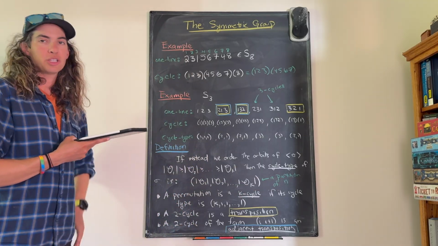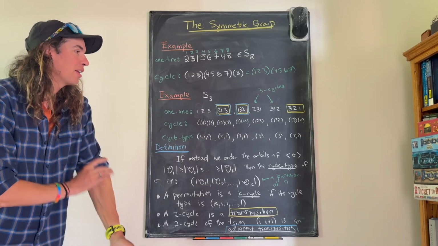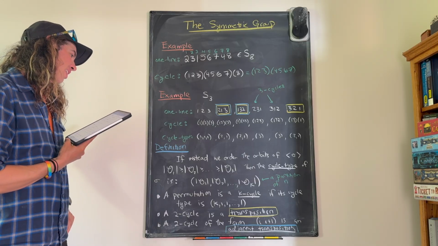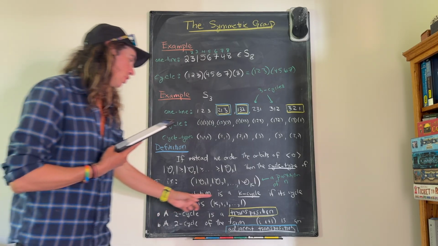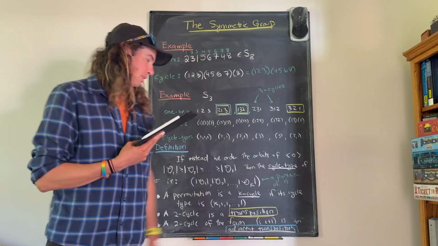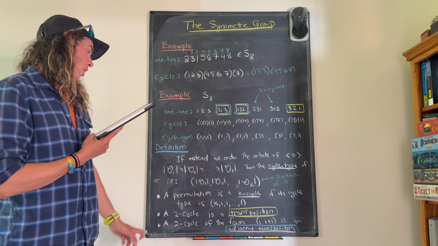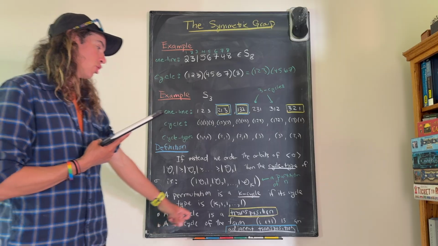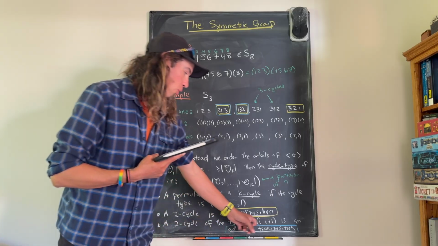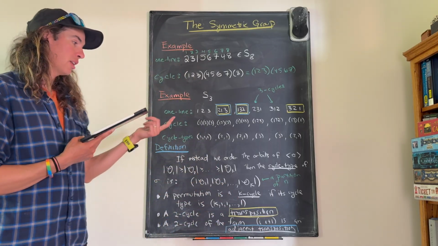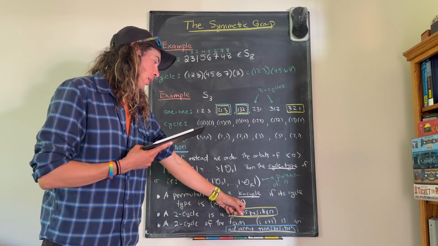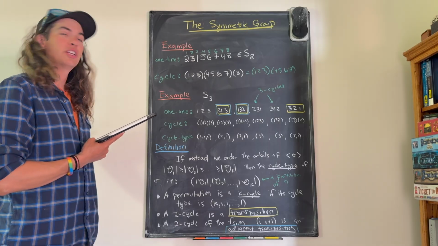If you're not familiar with partitions, it's in another one of my videos in the poset playlist, so you can go check that out. Great, so then a permutation is called a k-cycle if its cycle type is just k and then a bunch of ones. And a 2-cycle, so when k is 2, is called a transposition. And a transposition of the form i, i plus 1, that just interchanges i and i plus 1 and does nothing to anything else, because the rest of the cycle lengths are all 1, is called an adjacent transposition.